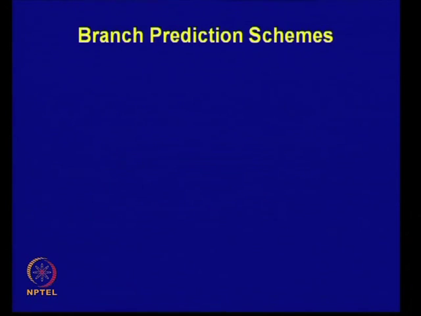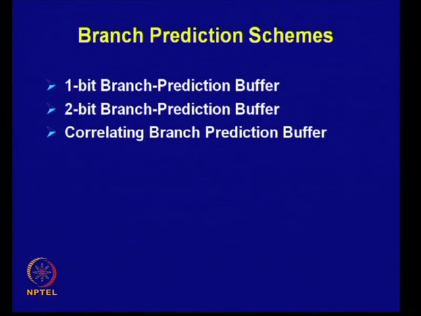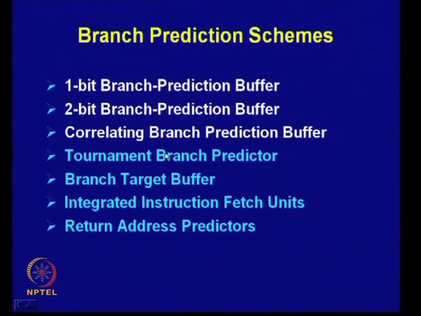In the last lecture, I introduced to you the basic concepts of branch prediction, and three different schemes have been introduced. That is 1-bit branch predictor buffer, 2-bit branch predictor buffer, then correlating branch predictor buffer. And today, I shall introduce to you the other techniques related to branch prediction, like tournament branch predictor, then branch target buffer, integrated instruction fetch units, and return address predictors. So, these are the topics I shall cover in today's lecture.